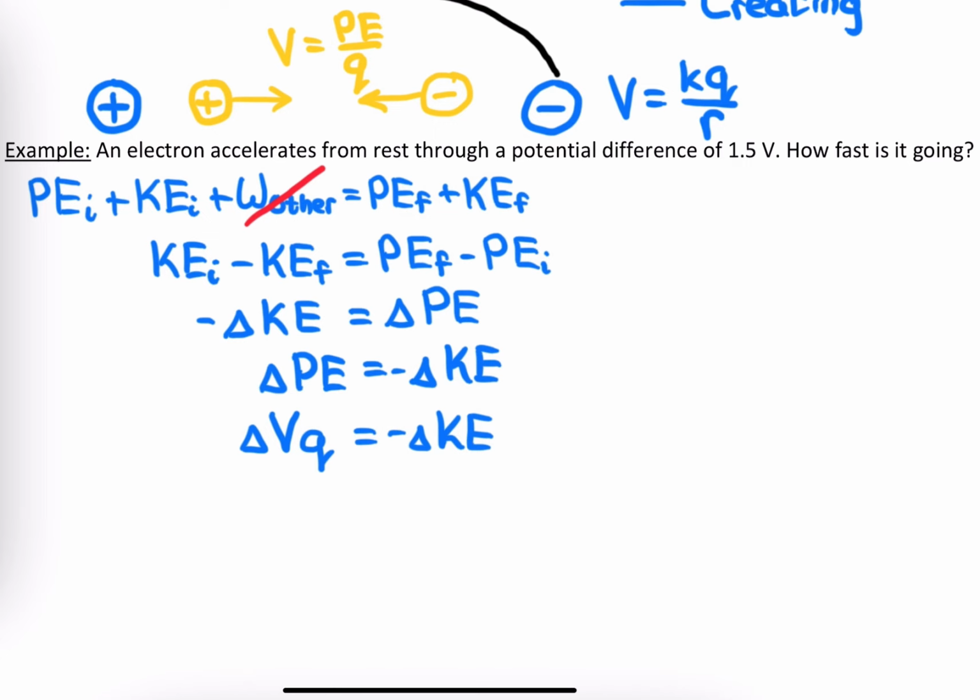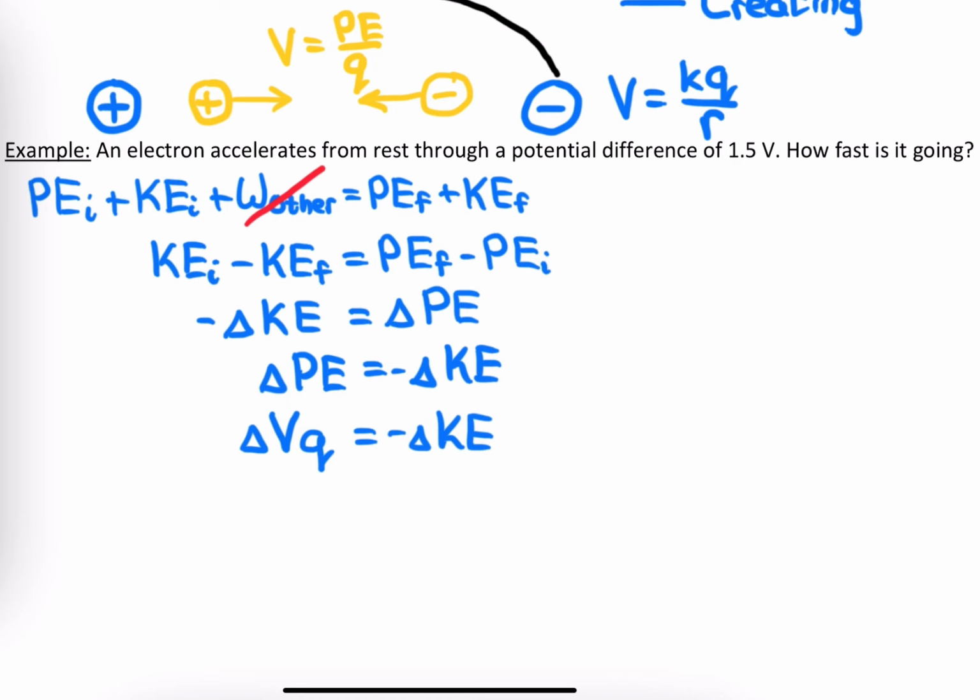And the reason that substitution is useful is because the potential difference is exactly the number that we are given in the problem right up here. So now we've got this formula in a form where we can take the potential difference we know and plug it in.